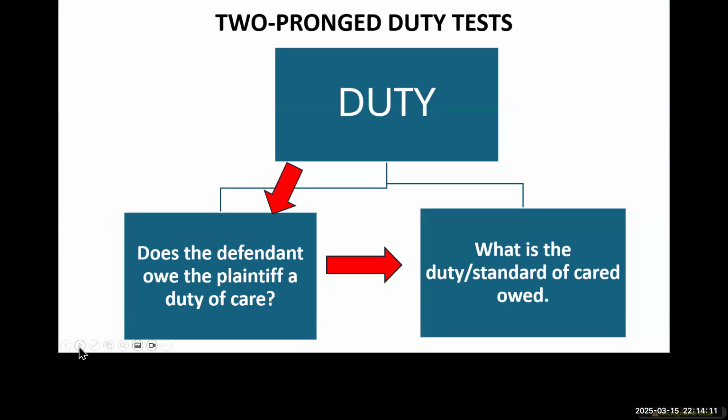Let's go. Here is the 2-prong duty test. Duty. First, I have to determine if the defendant owes the plaintiff a duty of care. If in that determination, the answer is affirmative, yes, the defendant owes the duty of care to the plaintiff, then I'll go to the second prong of duty, which is what is the duty/standard of care?